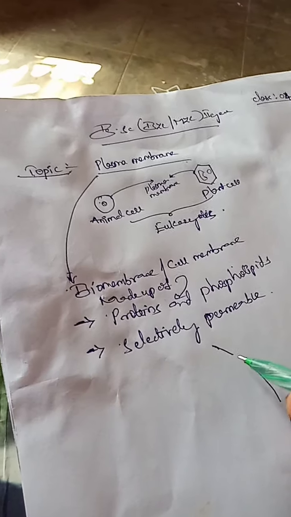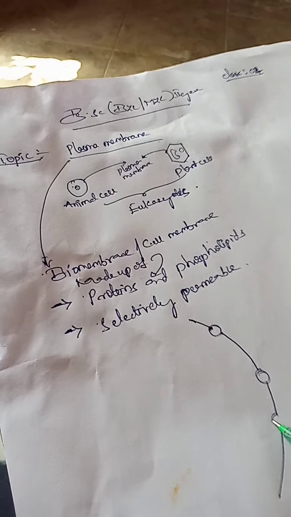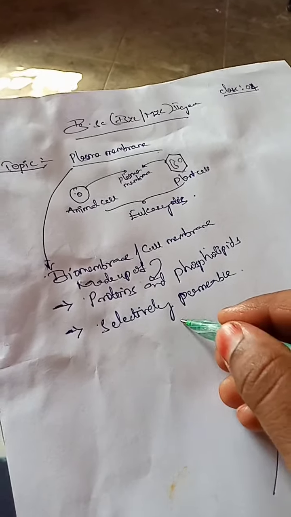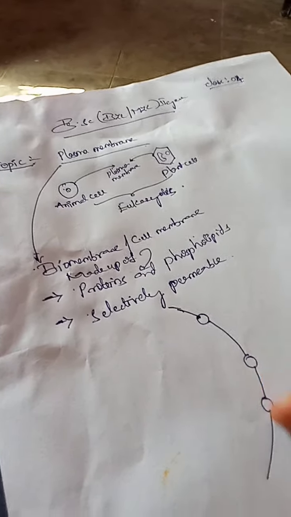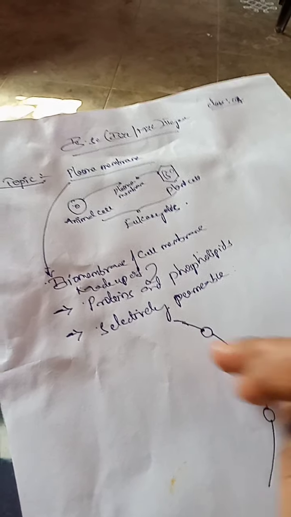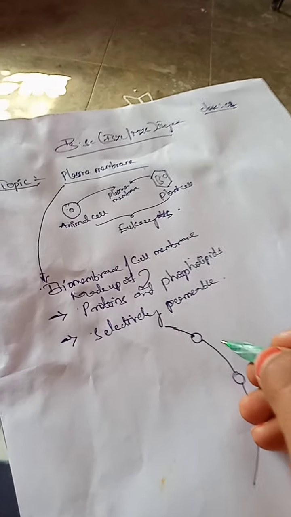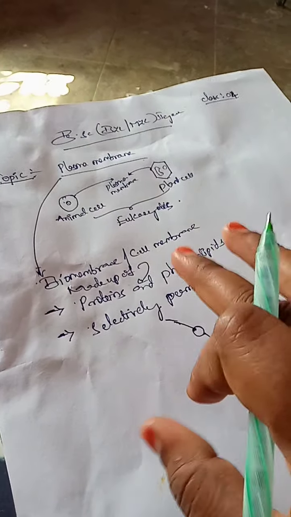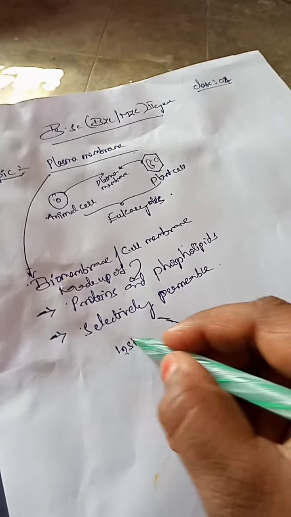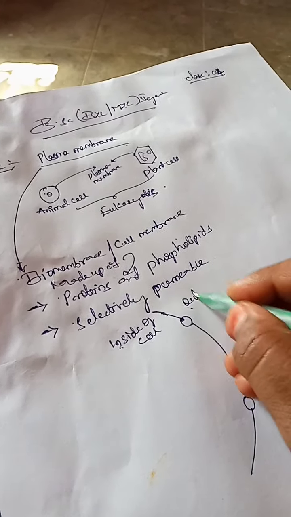The plasma membrane will have pores. Due to the presence of these pores, we can also call it a porous membrane. See here, this is the plasma membrane. This is the inside of the cell, and this is the outside of the cell.